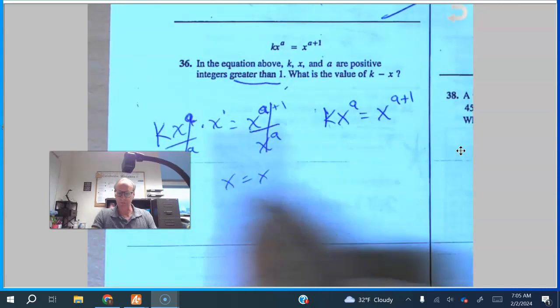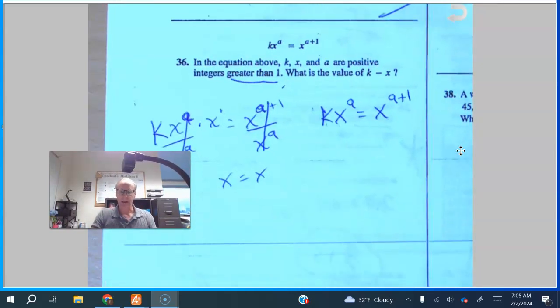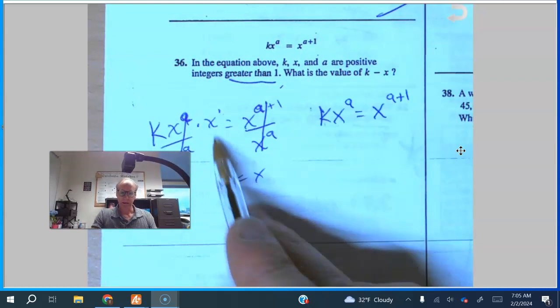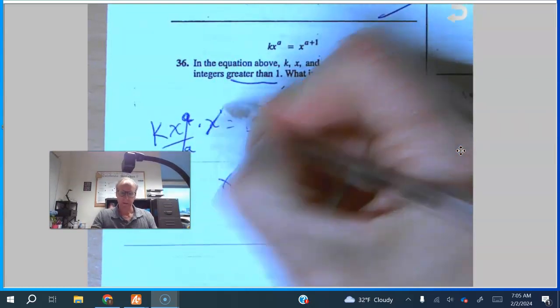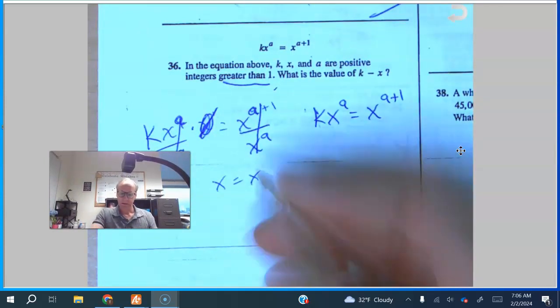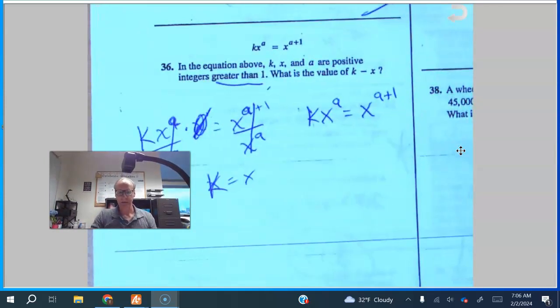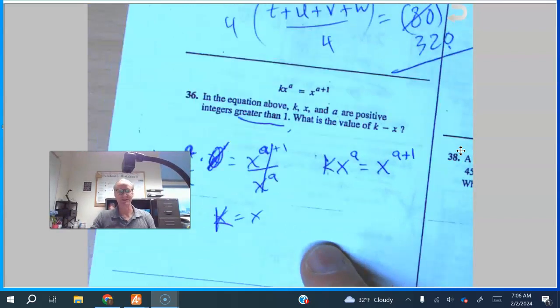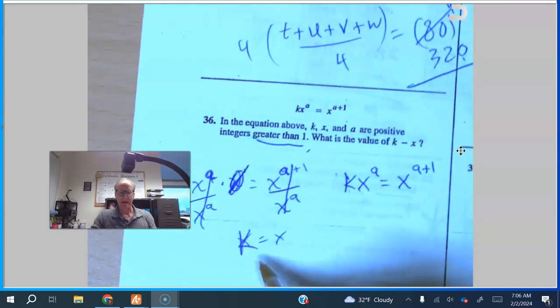I told you what to do over here. Think about it, and what you're going to get is, let me get rid of this for a second, k equals x. And of course, that gives you the answer. Think about it and figure it out. I'm not going to write the answer because it's just too easy. K is equal to X.